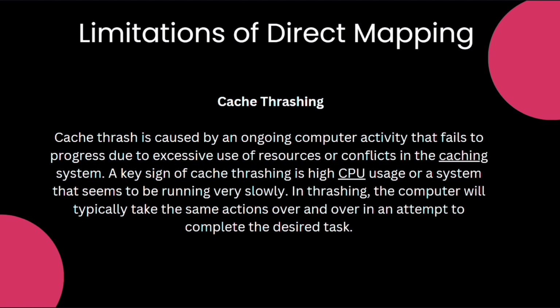Since each memory block has a fixed location in the cache, conflicts may occur when multiple memory blocks map to the same cache set, leading to increased cache misses. This phenomenon is known as cache thrashing. However, it provides fast access to frequently used data, but it may lead to cache conflicts in certain scenarios.